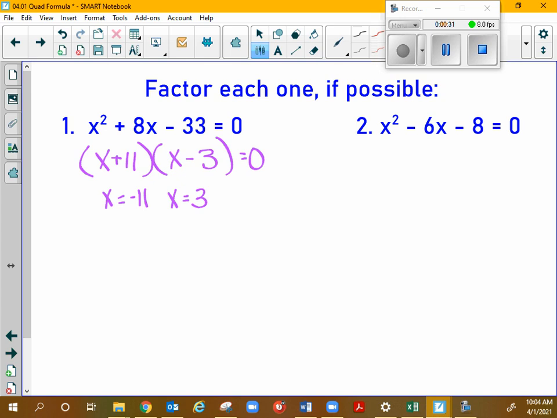What about the second one? Prime. If it was positive 6x, it would have worked. It's not. Positive 8. Okay, so we could solve number 1. We couldn't solve number 2 by factoring, but what I'm going to show you today will help you solve number 2 a different way.